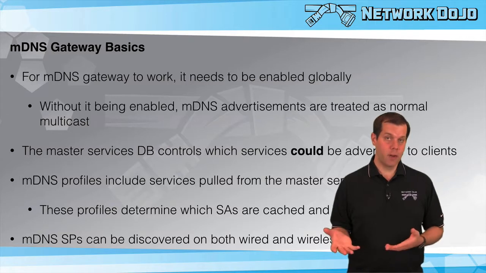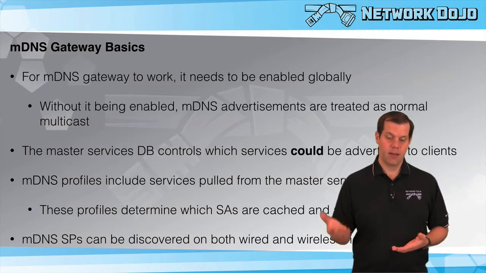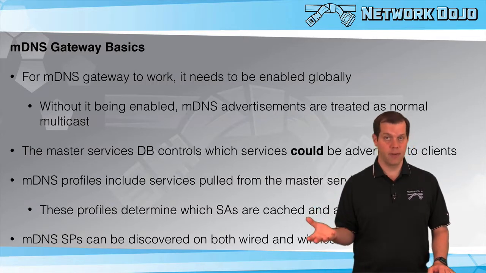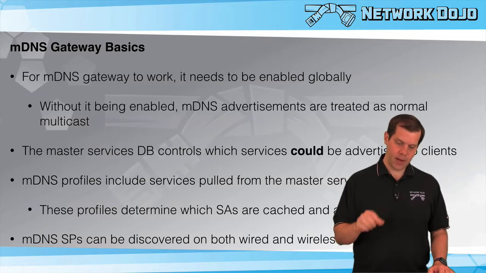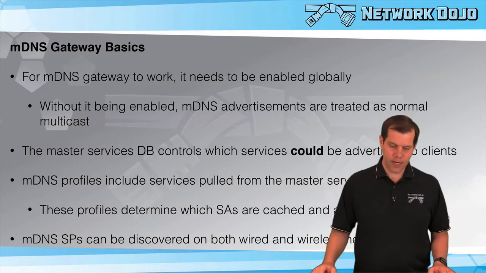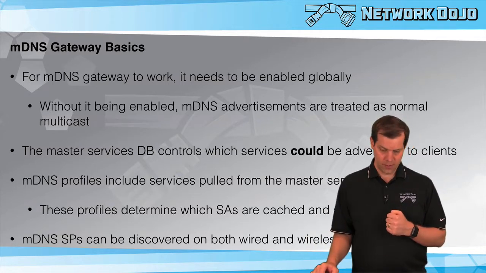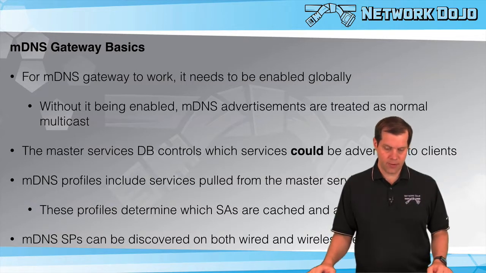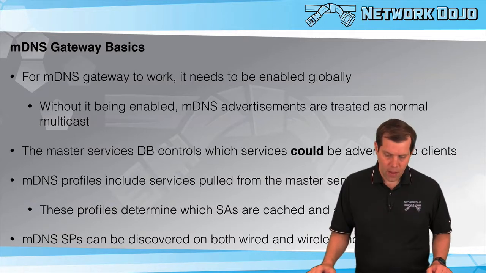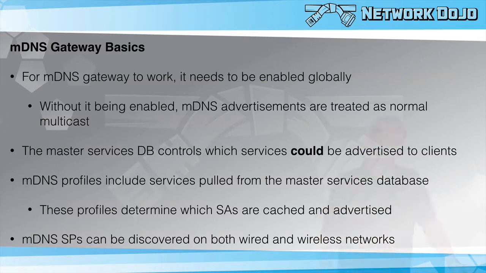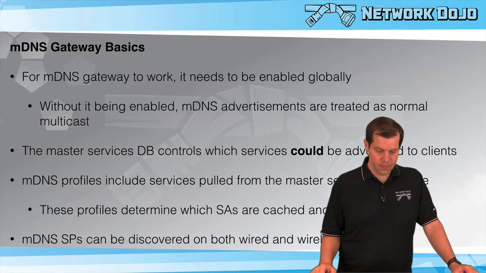And so if we turn on multicast traffic to our wireless clients, multicast mDNS advertisements can actually flow onto our wireless network, and clients on the same VLAN can hear it. But once we turn on mDNS Gateway, that stops. Advertisements don't just flow onto the wireless network anymore. The controller intercepts those advertisements and then starts adding those providers to the master services database. So the master services database controls which services could be advertised to the client based off of certain conditions.